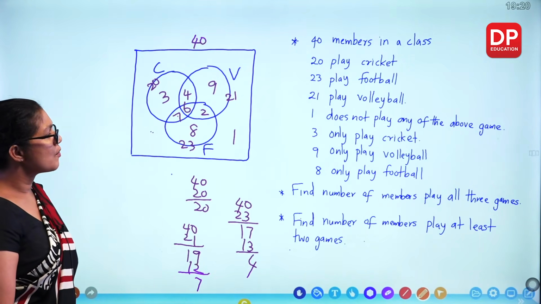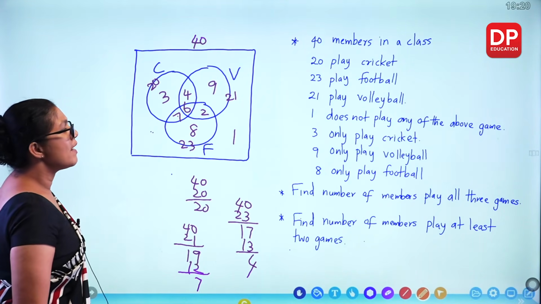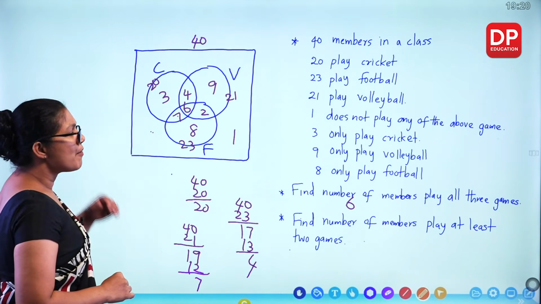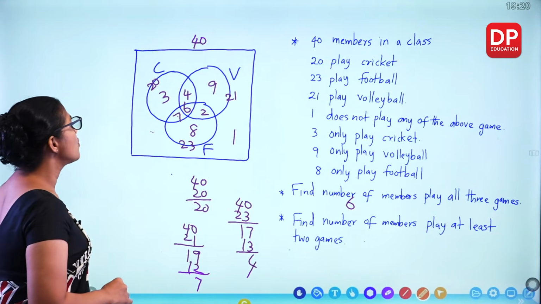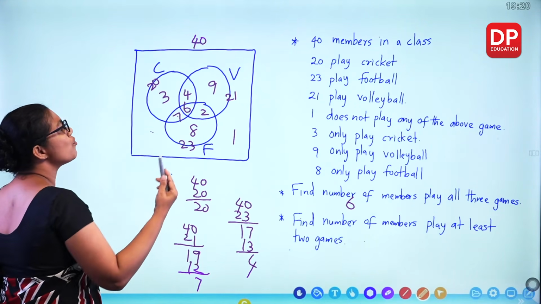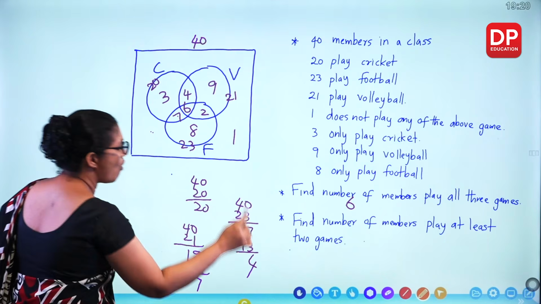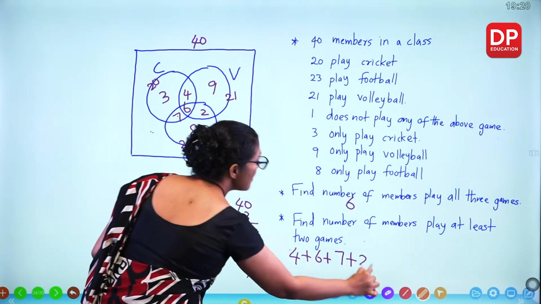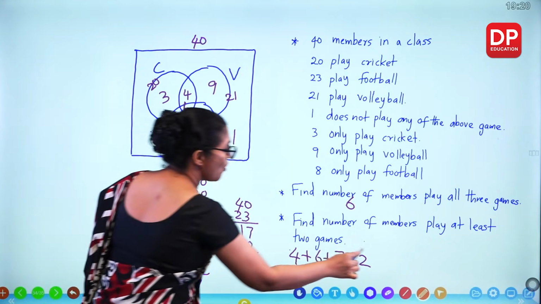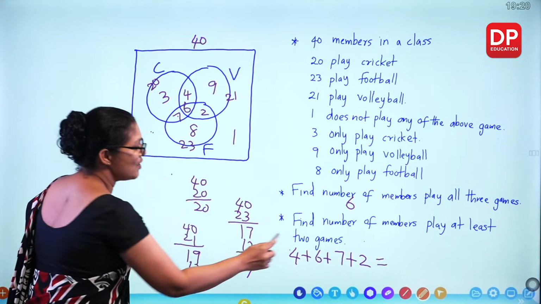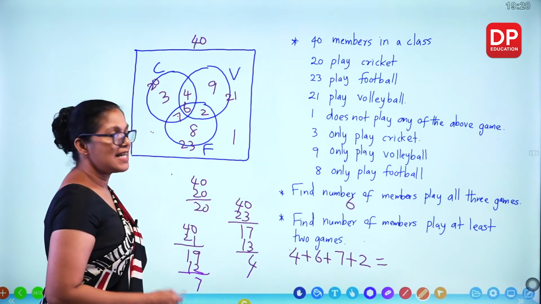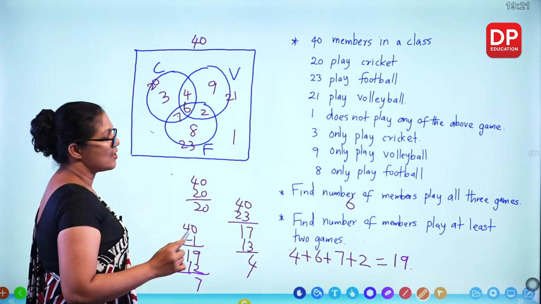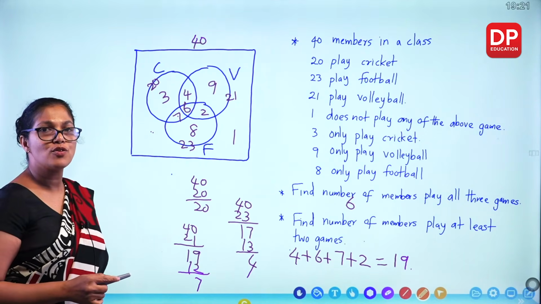Now answer the questions. Find the number of members who play all 3 games. That's 6. Find number of members play at least 2 games. At least 2 means 2 or more games. You can add all these numbers. 4 plus 6 plus 7 plus 2. So altogether, what's the value? 10 plus 7, 17. 17 plus 2, you are getting 19. So 19 members play at least 2 games.